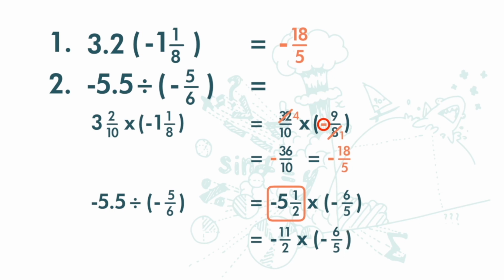Well, we can simplify the fractions. 2 divided by 2 is 1. 6 divided by 2 is 3, and then we multiply the numbers on top. Don't forget the negative signs. A negative times a negative is a positive. So we get positive 33. The denominator remains unchanged. And it can be converted to 6 and 3 over 5.